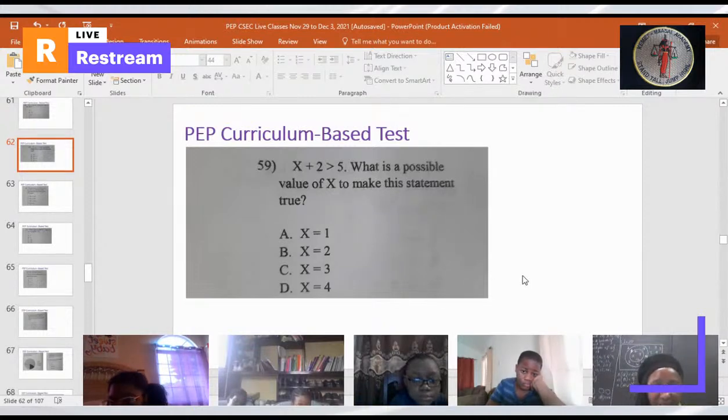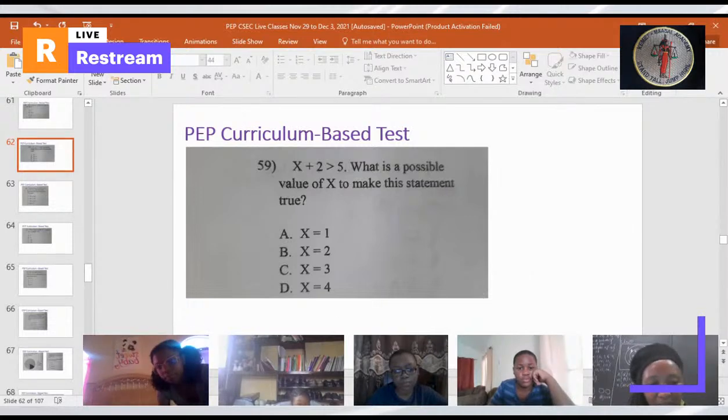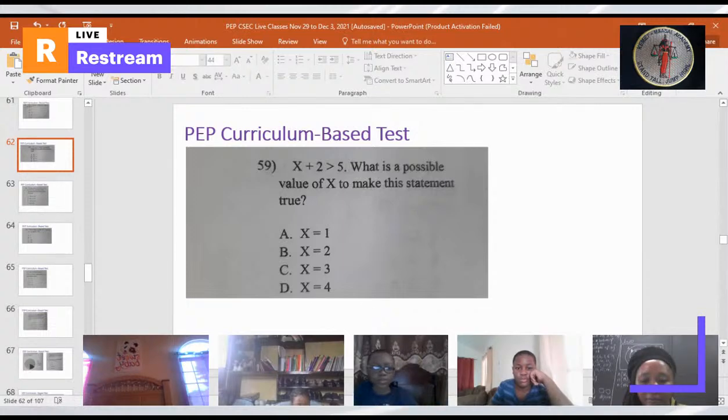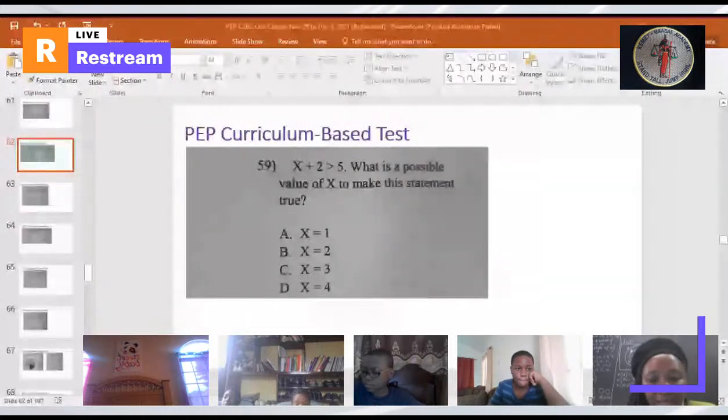X plus 2 is greater than 5. What is a possible value of X to make this statement true? So X plus 2 is greater than 5. What is a possible value of X to make this statement true? For 59. All right, so Alyssa got a 58. So we're on 59. What could we substitute in that place to make the answer true?